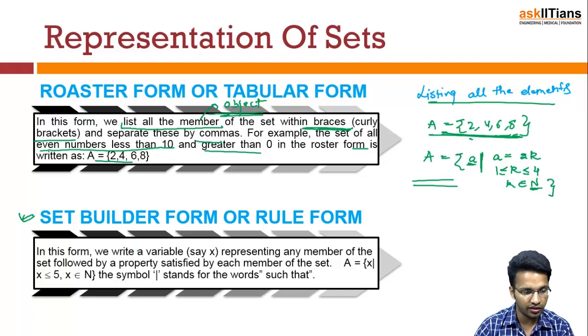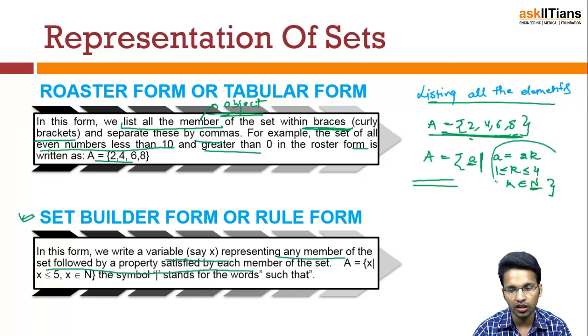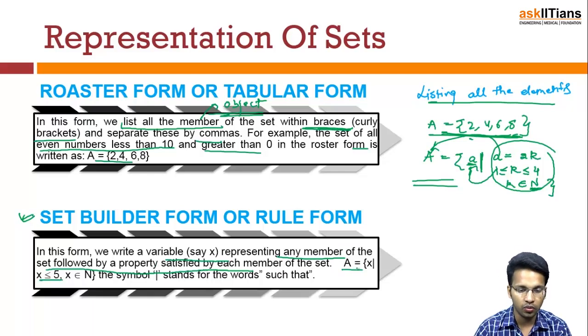Now here it's given that we write a variable representing any member, followed by a property satisfied. This is what I was saying, property or rule, that this element is following to be a part of this set. Now here the example is A is equal to x such that x is less than or equal to 5. Now what does this mean? x belongs to natural numbers. So what does this actually mean? This will be a set comprising 1, 2, 3, 4 and 5.